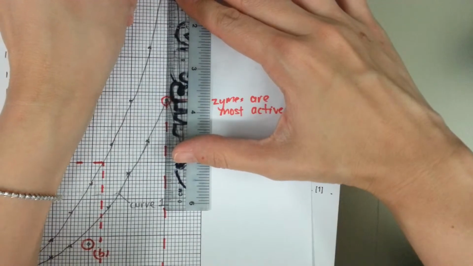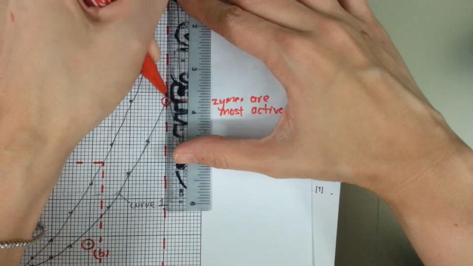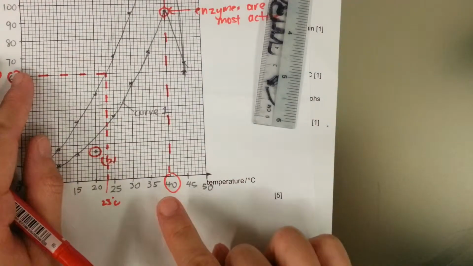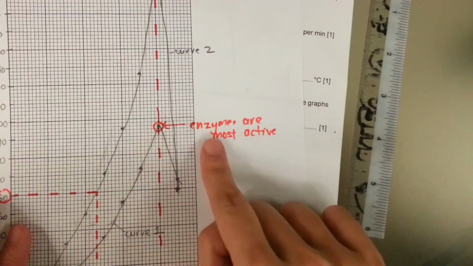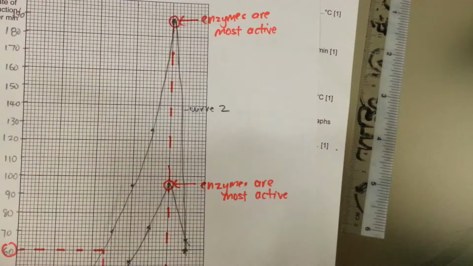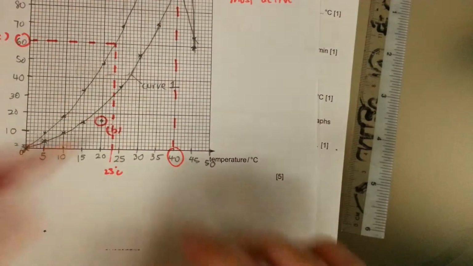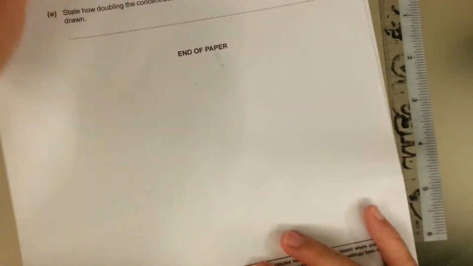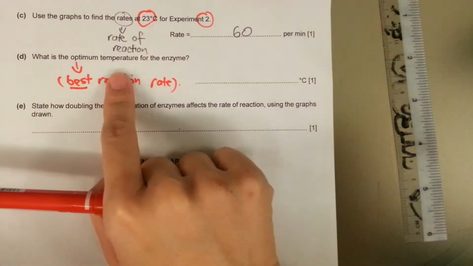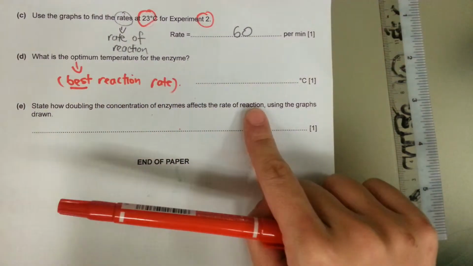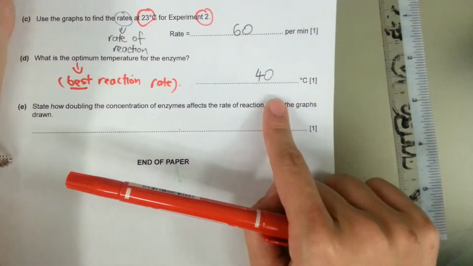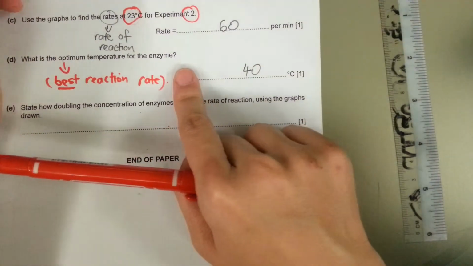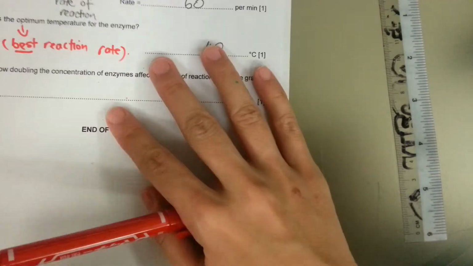And it happens to be the same for both curves. 40 degrees Celsius is the temperature where my enzymes are most active. That's my answer for part D. Therefore, what is the optimum temperature for the enzyme? 40 degrees Celsius. You may like to write down this sentence to help you understand better.